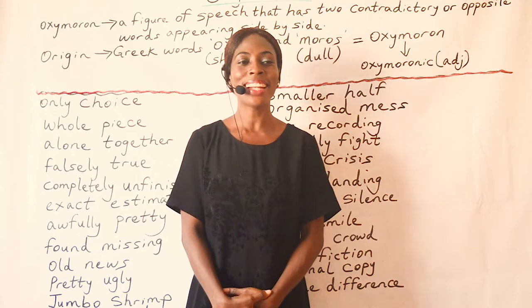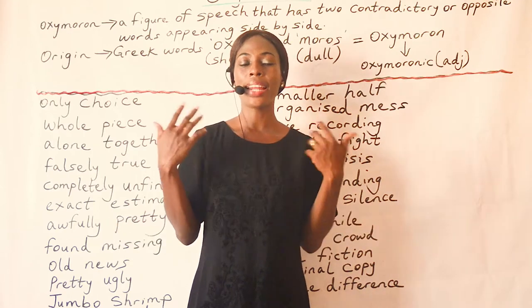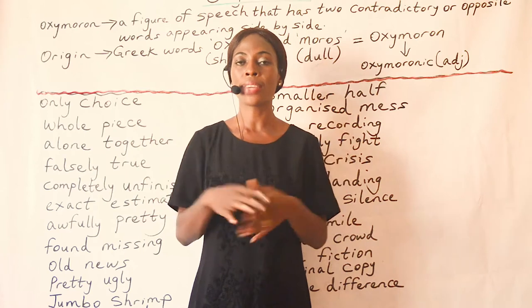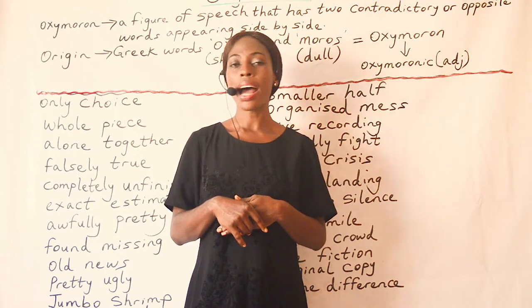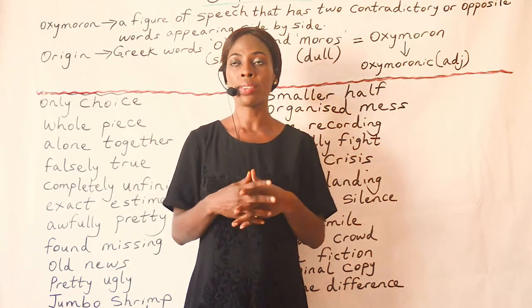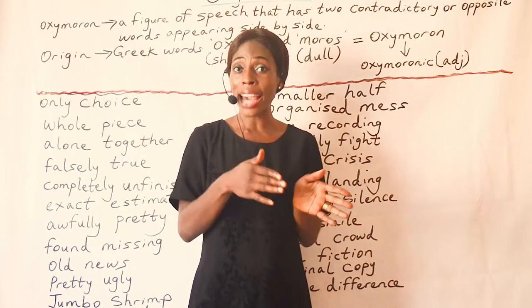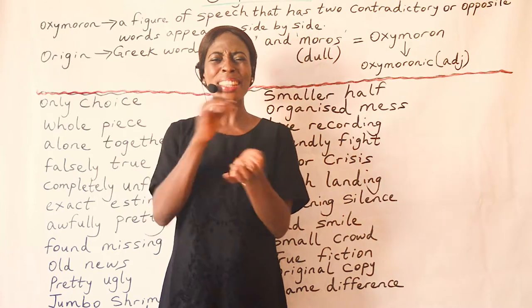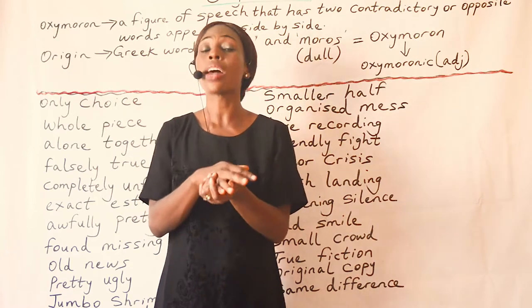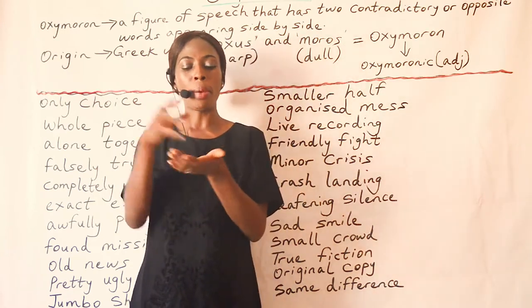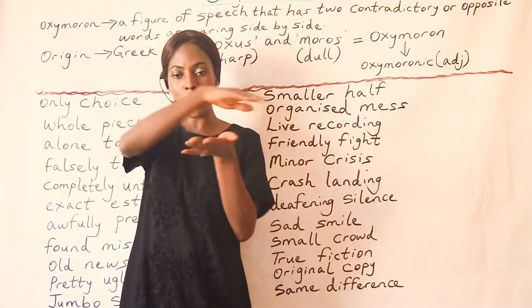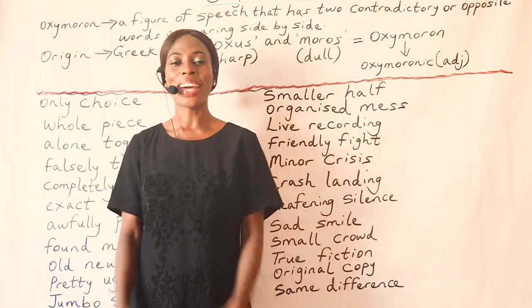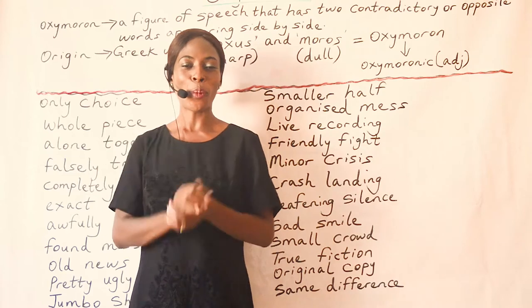Another sentence is, Ariel ate the whole piece of cake. Now, Ariel either ate the whole cake or she ate the piece. But eating the whole piece, it's oxymoronic. Or maybe there was a piece out and she ate the whole piece. But it adds a sense of humor to the sentence.